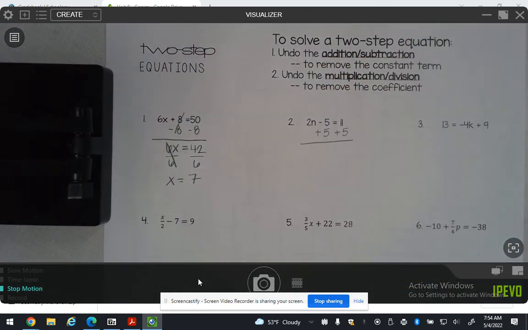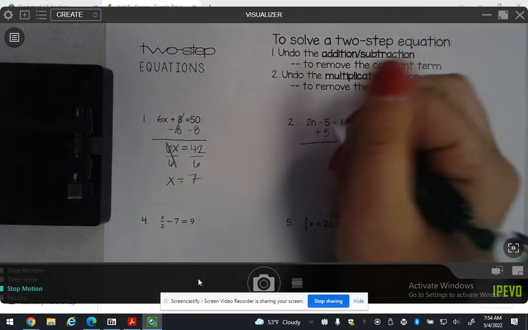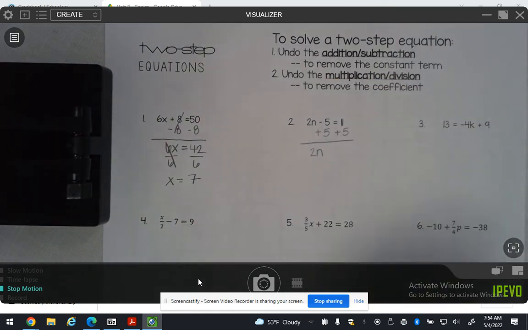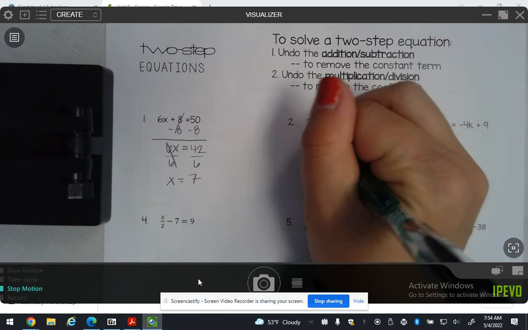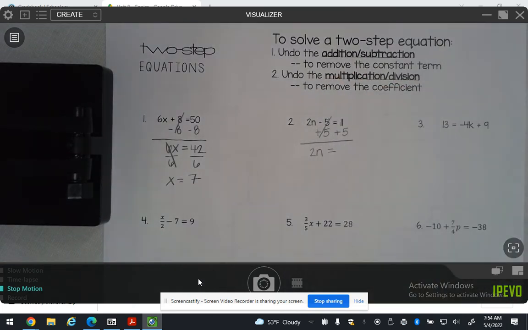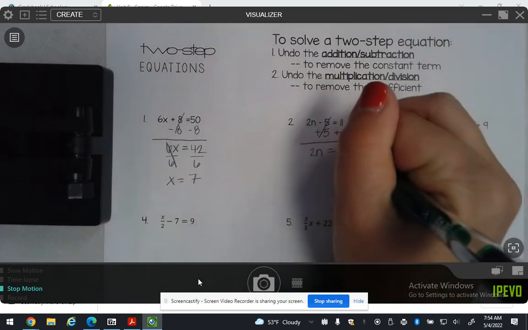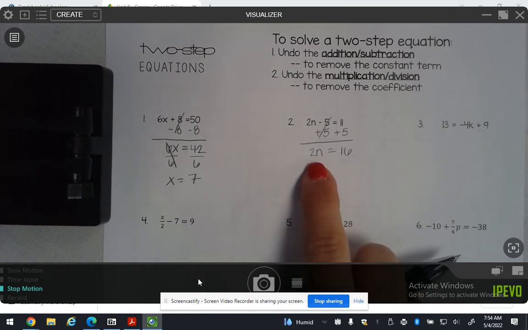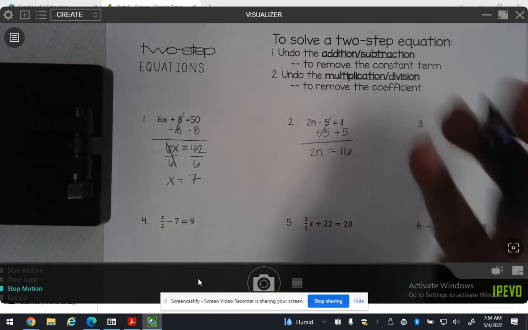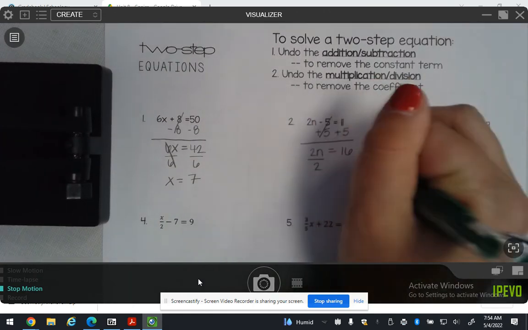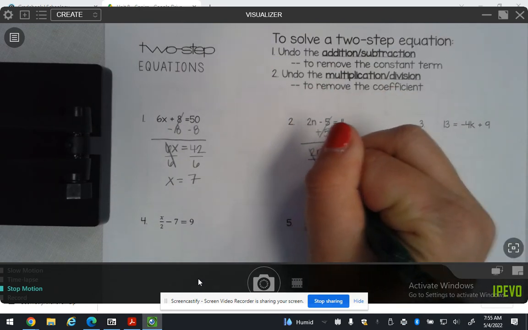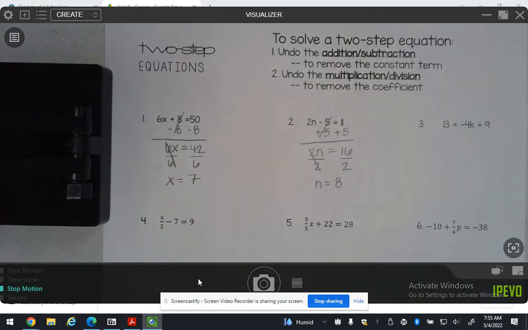What happens with the 2n? Drop it down. What happens with the 5s? They cancel. Equal sign comes down, and 11 plus 5 is 16. Is the n by itself? No? What's still attached to the n? A 2. So I have to divide by 2 on both sides. 2's cancel. N comes down and it equals 8.